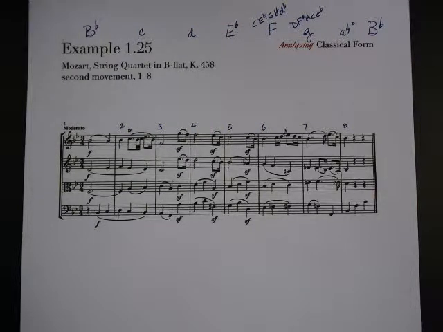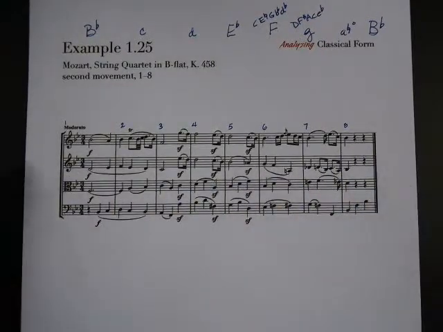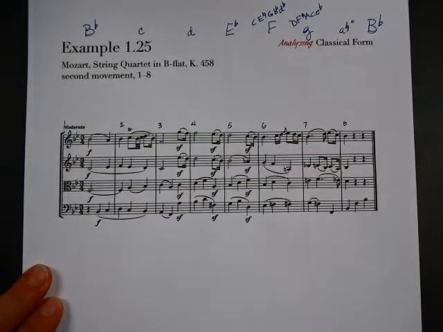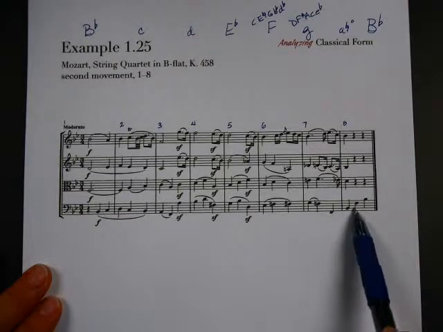So example 125, we have an 8-measure excerpt from a string quartet. Be prepared that third step down is going to be C clef for the viola. We are in the key of B flat major, so I've written out my B flat major scale. And above, we are clearly initiating in B flat and cadencing in B flat.